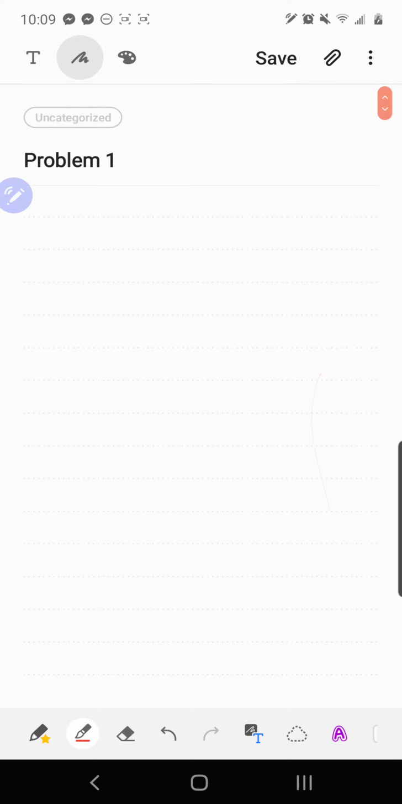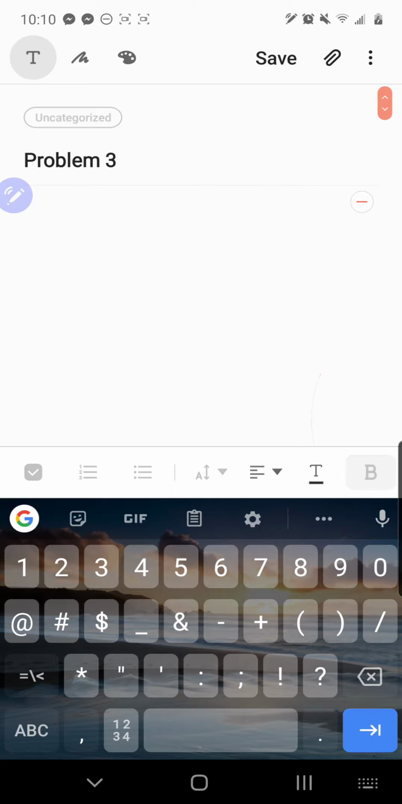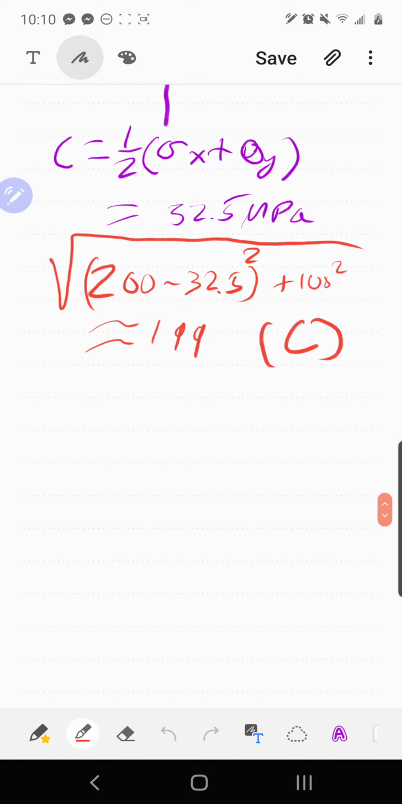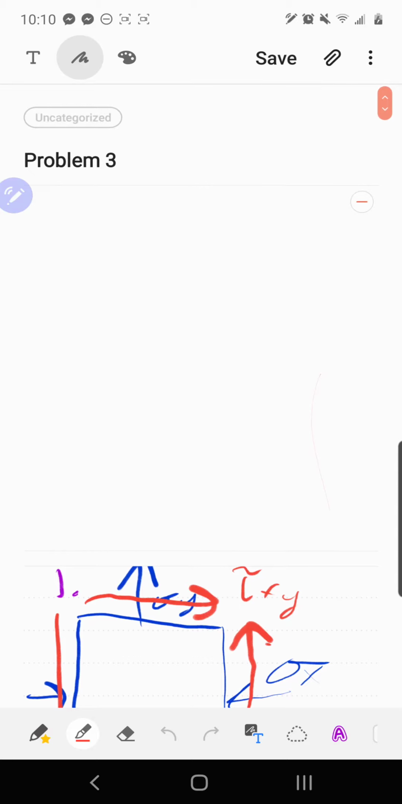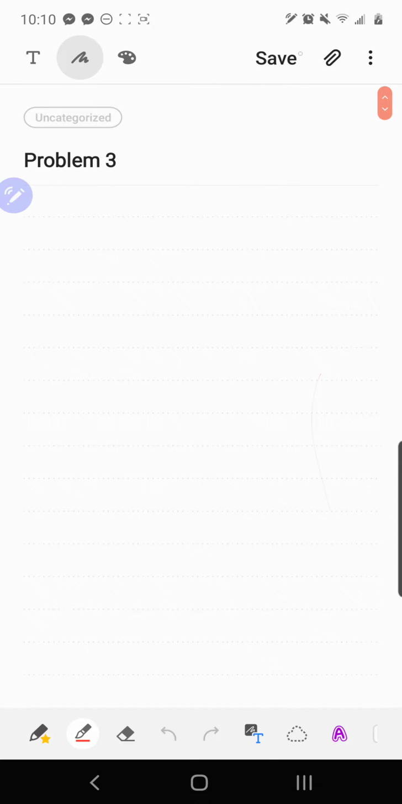Okay, let's do our next problem now. Let's look at number 3. Looks like we're going to have a lateral strain. We're going to be doing problem number 3. We will do this, let's just make a new note.